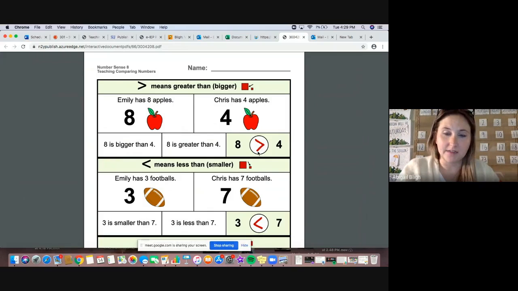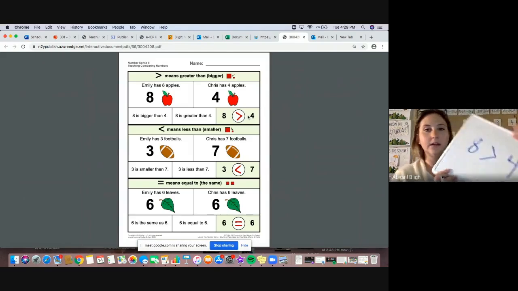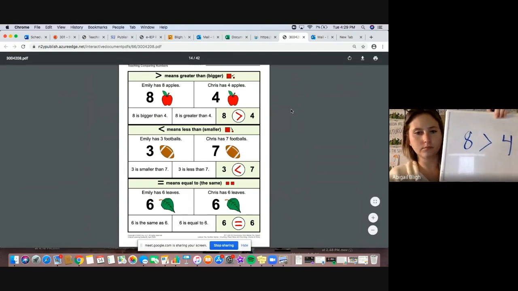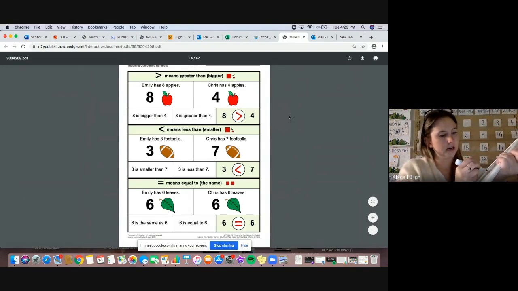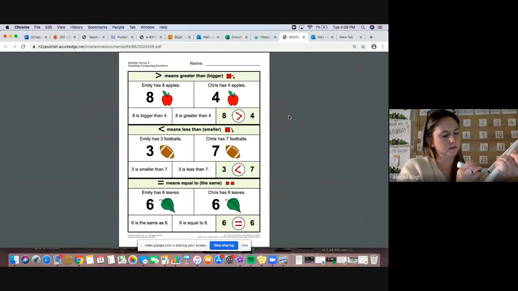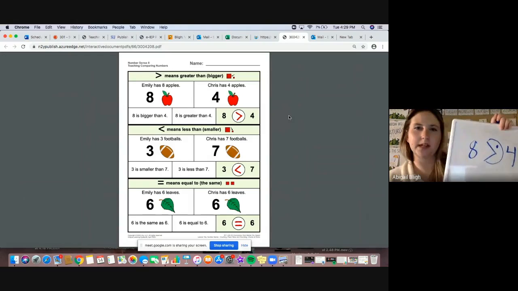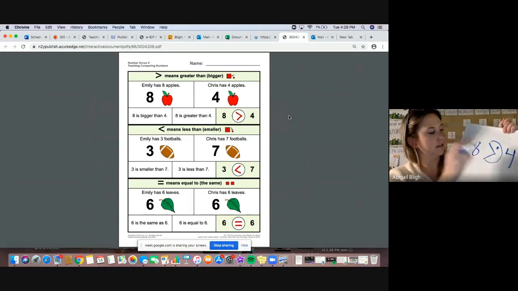Because think of it like a mouth. So alligator mouth. And I kind of made this look like a little monster. Look, I kind of made him look like a little Pac-Man. The Pac-Man is eating the 8.